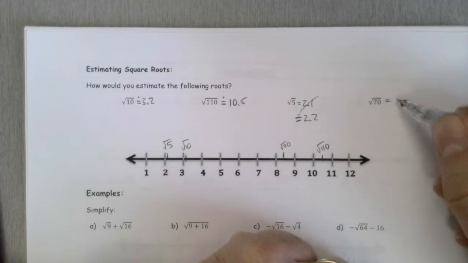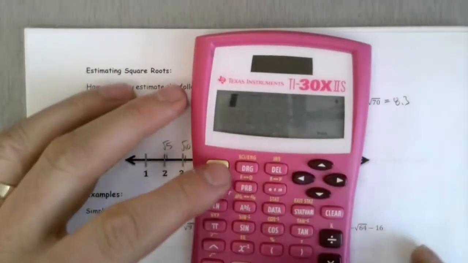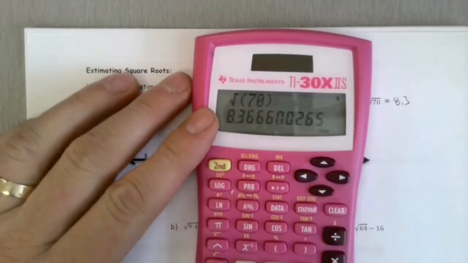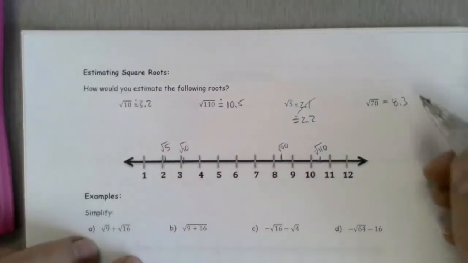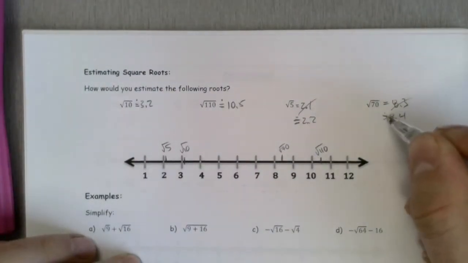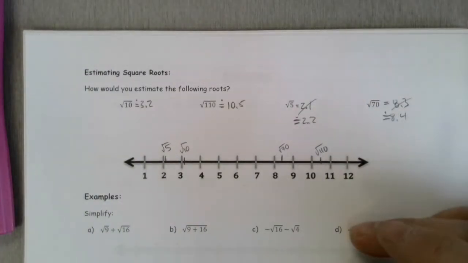So I'm going to guess 8.3. Ah, 8.4. So I was close. 8.4. But that should give you a little bit of an idea as to how you would go about estimating the values of square roots.